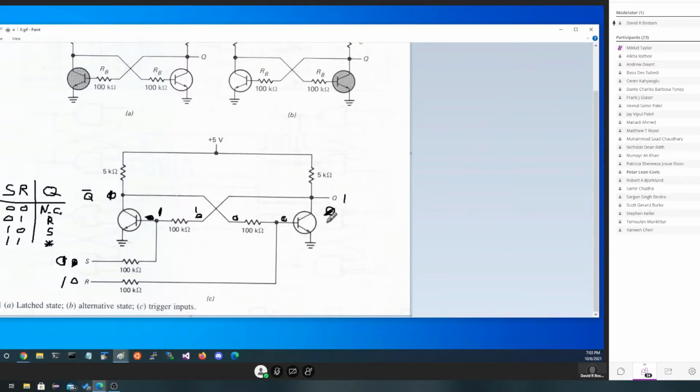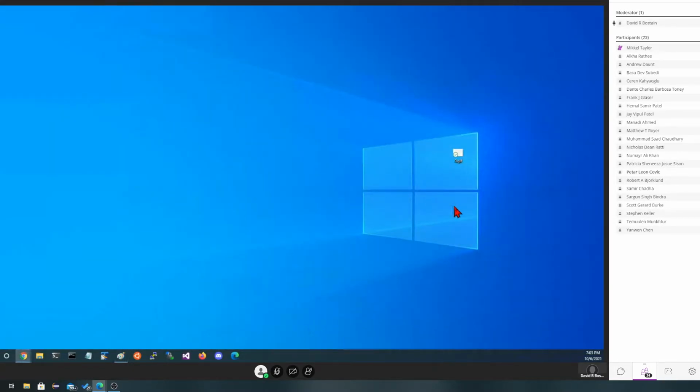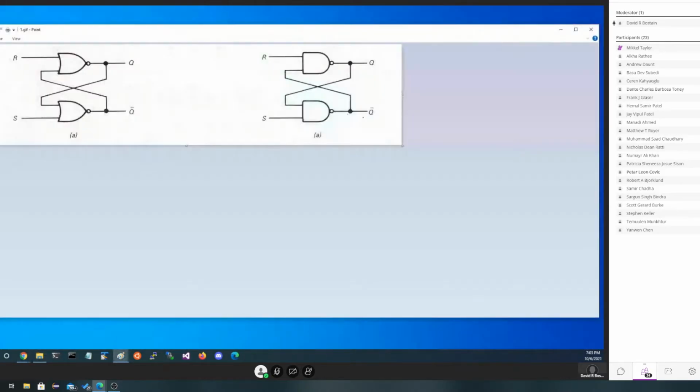Okay, let's move ahead here. What's this doing? Don't save. Put this guy back over here for a second. Okay, we're going to look at the one on the left.